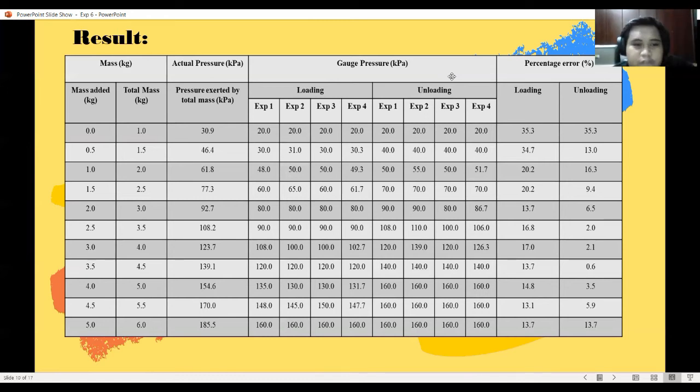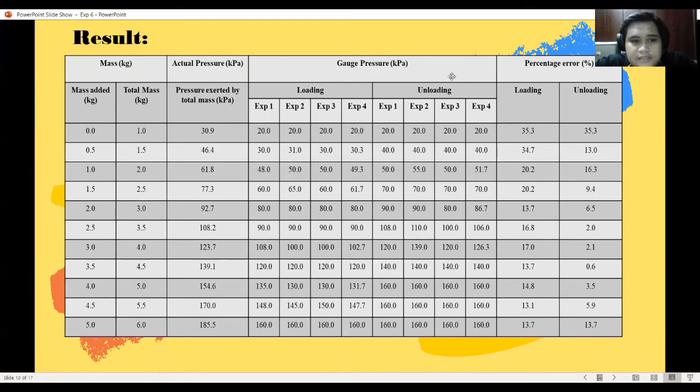Next, the total mass is 2.5 kilo. So the pressure exerted by total mass is 77.3. Percentage error for loading 20.2, same with the previous one, and the unloading one 9.4%. Next one, the total mass for 3 kilo. The pressure exerted by total mass is 92.7. The percentage of error for the loading one is 13.7%, and the unloading is 6.5%.